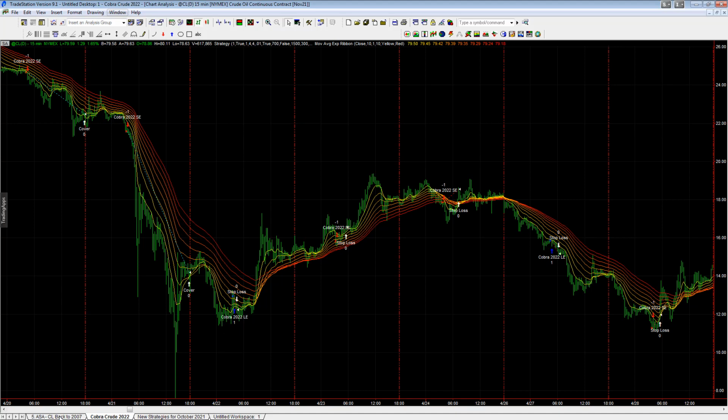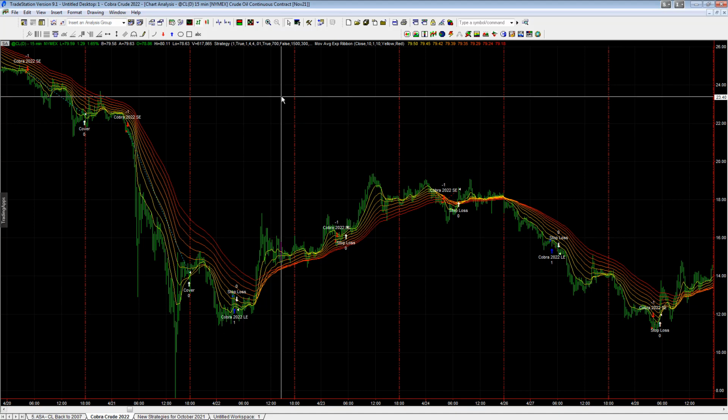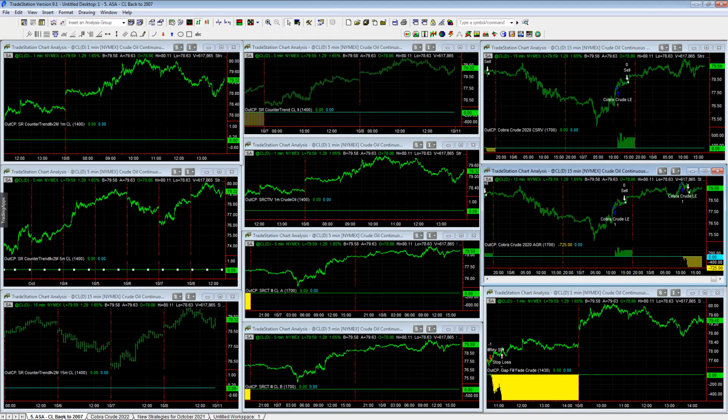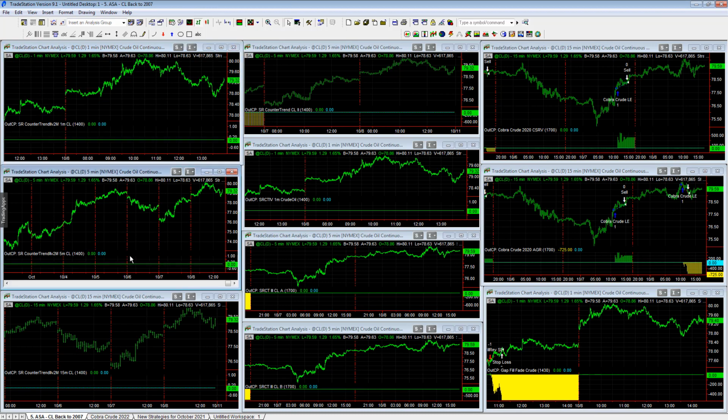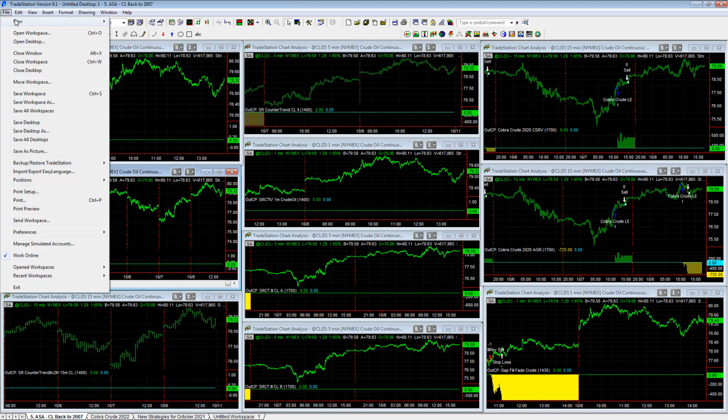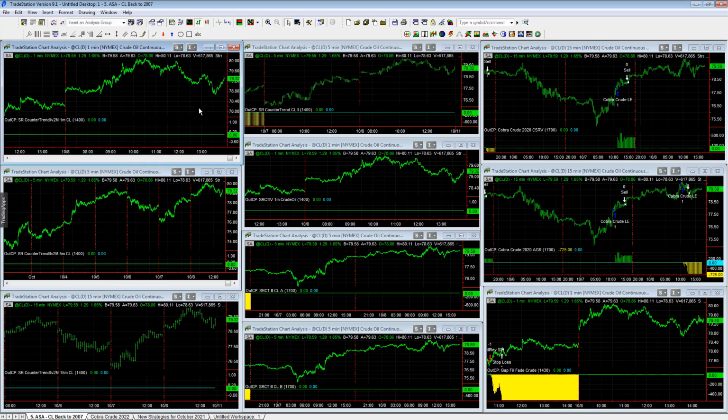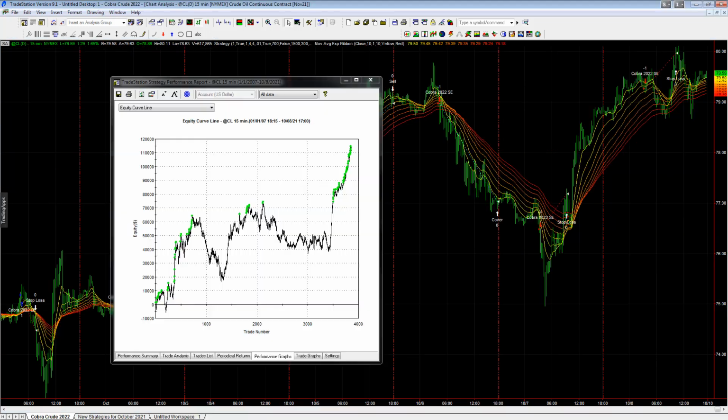Once again, I'm going to close this workspace because I don't want it to crash if I increase the data. So I'm going to close this workspace now that we've taken a look at all these, and then I'm going to go back and look at the longer term charts on the new Cobra Crude 2020. So here is the reality of this trading system. It does not look great before 2020. So we're in a new mode.